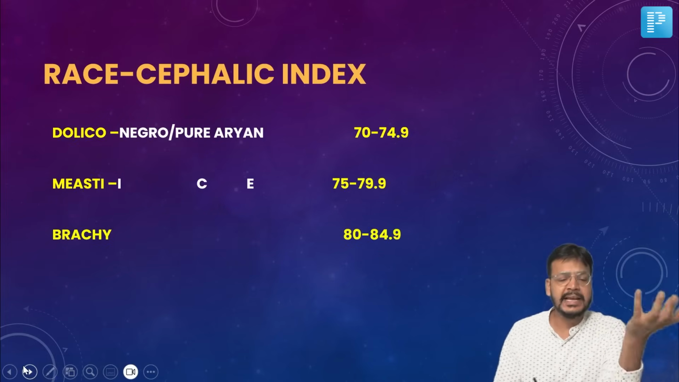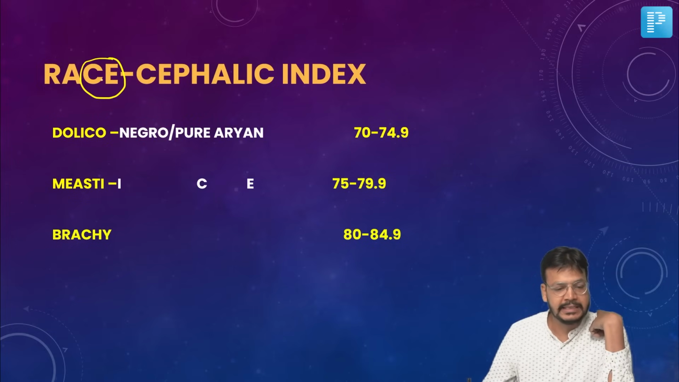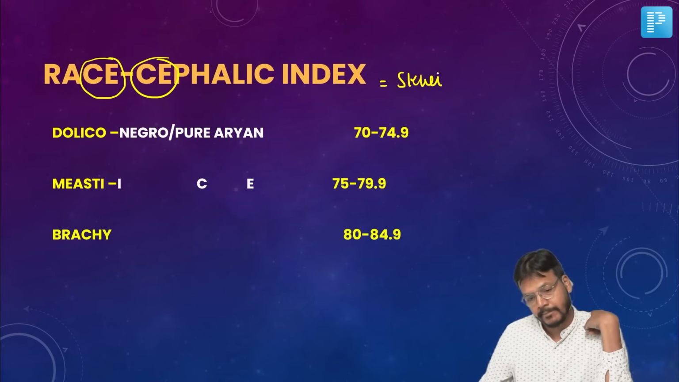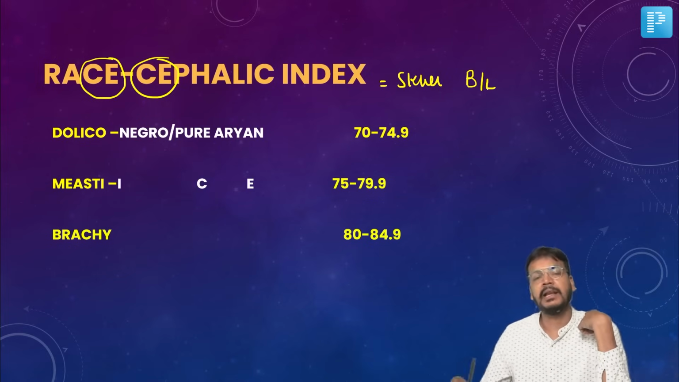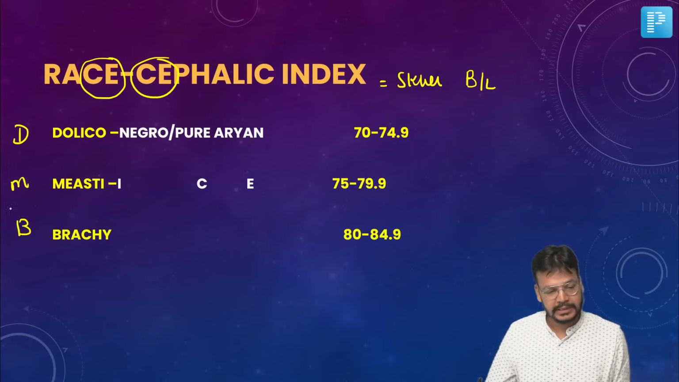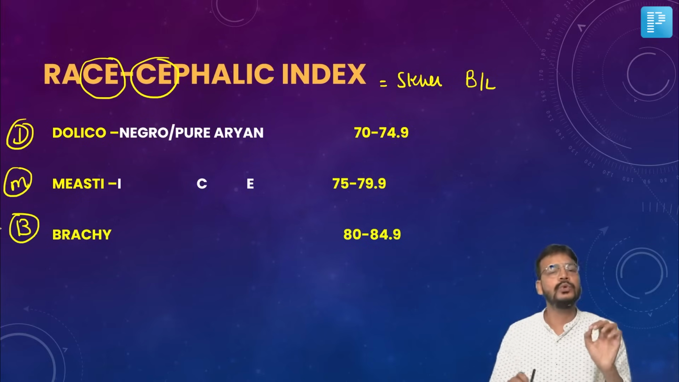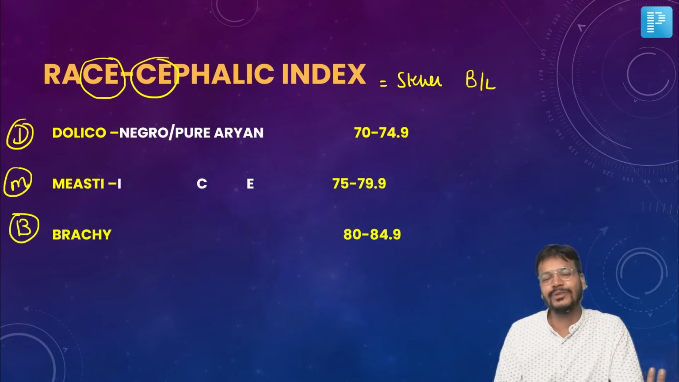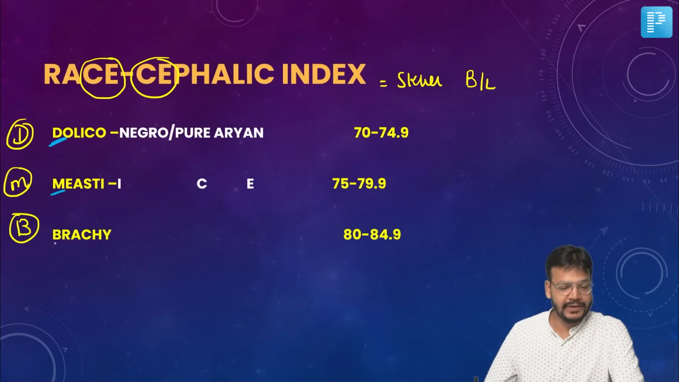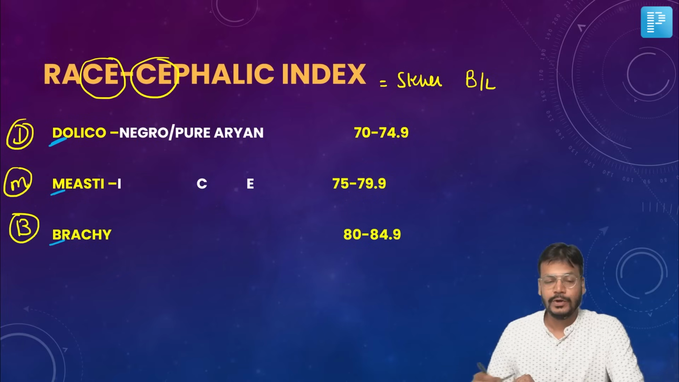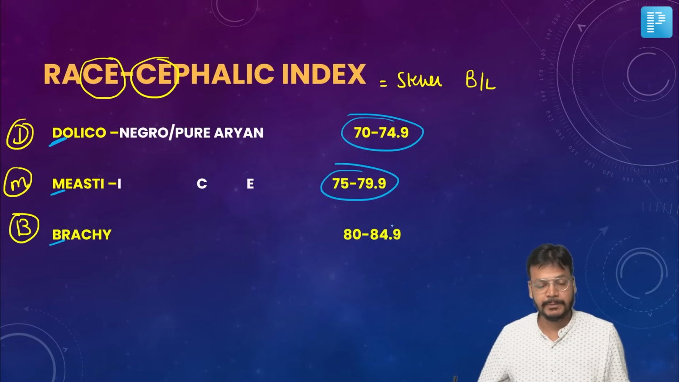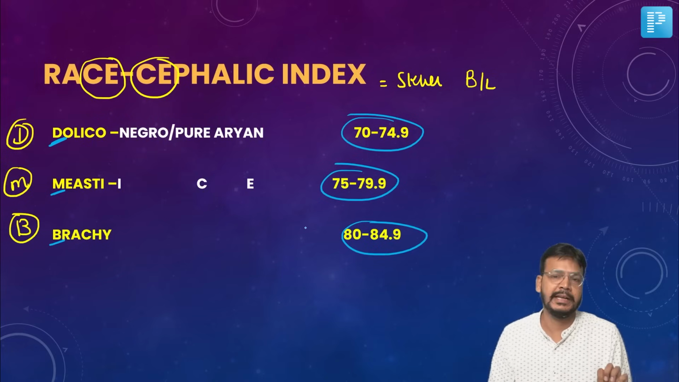Doctor, for race we use cephalic index. How would you remember? RACE, race, C is cephalic index. It is an index of skull bone. It is breadth divided by length of skull bone into 100. Sir, we can remember by DUMB, dumb. That's a trick. Or you can remember by a Hindi trick, दूध मिष्टान भंडार. Either remember by DUM or by दूध मिष्टान भंडार. What is this? D for dolichocephalic, M for mesaticephalic, B for brachycephalic. Dolichocephalic value is 70 to 74.9. Mesaticephalic 75 to 79.9 and brachycephalic 80 to 84.9.